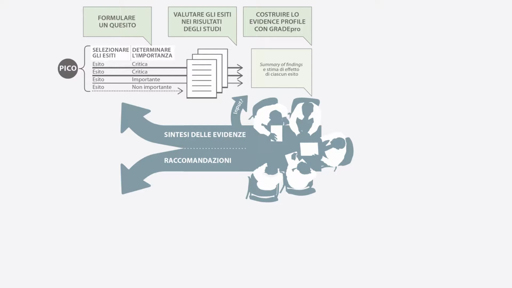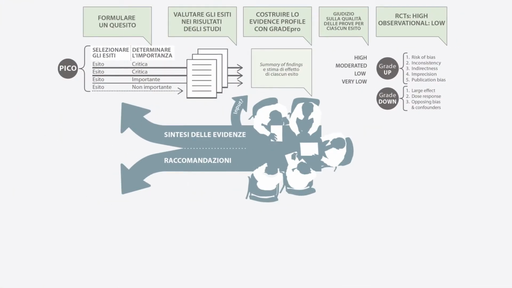We start by identifying what outcomes are critical, important, and not important for decision making. GRADE focuses on those outcomes that are critical and important for decision making. We then conduct systematic reviews of the literature and try to summarize the evidence in transparent ways by using evidence profiles or summary of findings tables.